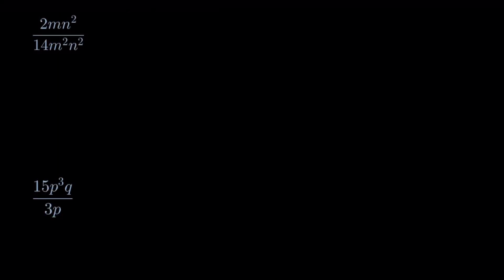Let's work on 2 more questions. So for this fraction, we have 2mn squared over 14m squared n squared. So let's list all of its factors. 2mn squared means 2 times m times n times n. For the bottom of 14, m squared, n squared, I'm going to break down 14 using the 2 because I know that if I do, I can cancel it out.